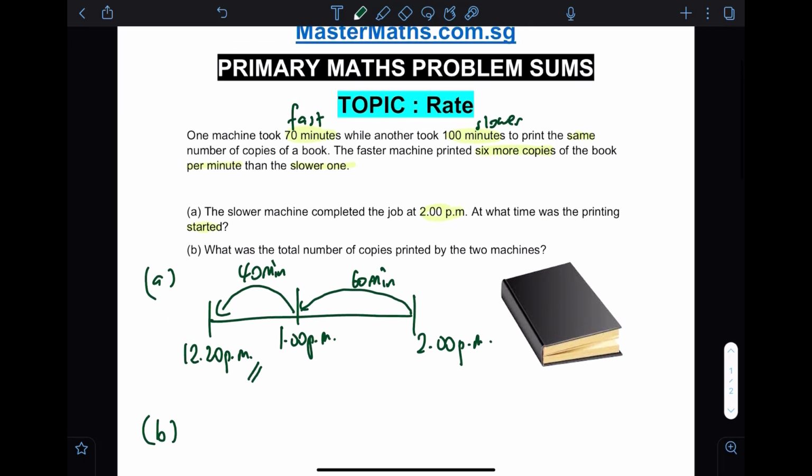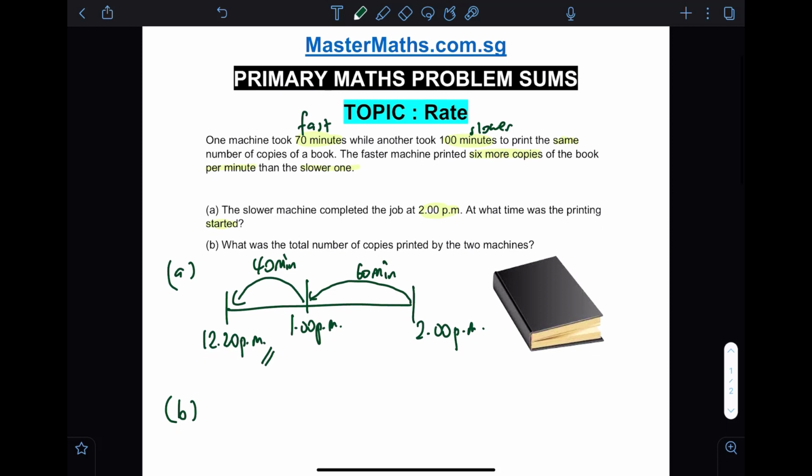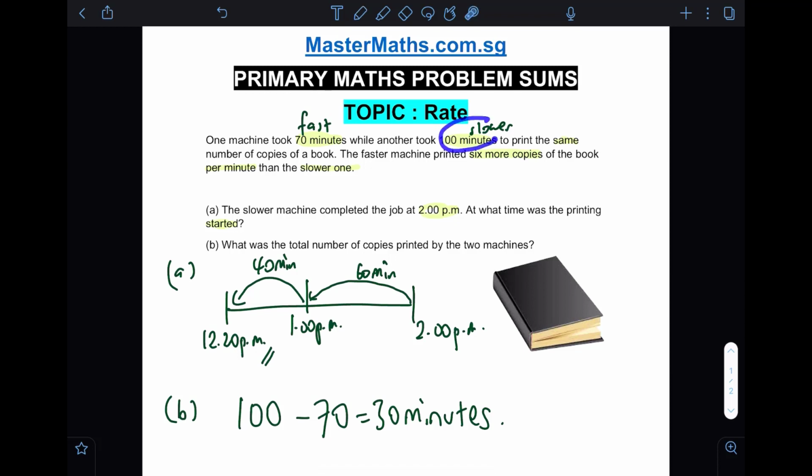Alright, now in order to do this, it's important to understand the time difference. Okay, the time difference between the machines is 100 minus 70. It is actually 30 minutes. Now, we need to ask ourselves, why is it that the slower machine needed that 30 more minutes? Why is that so?